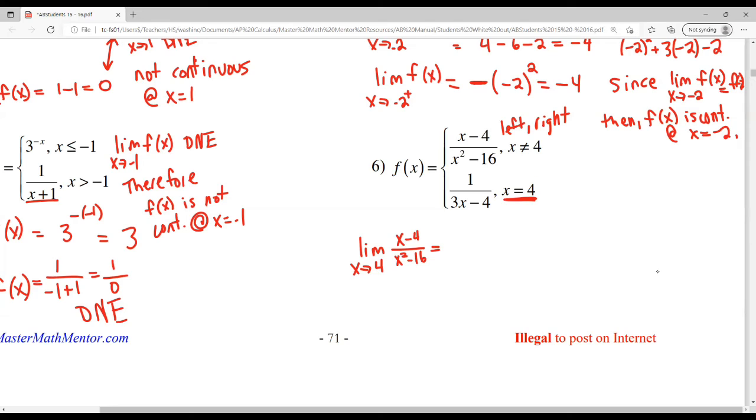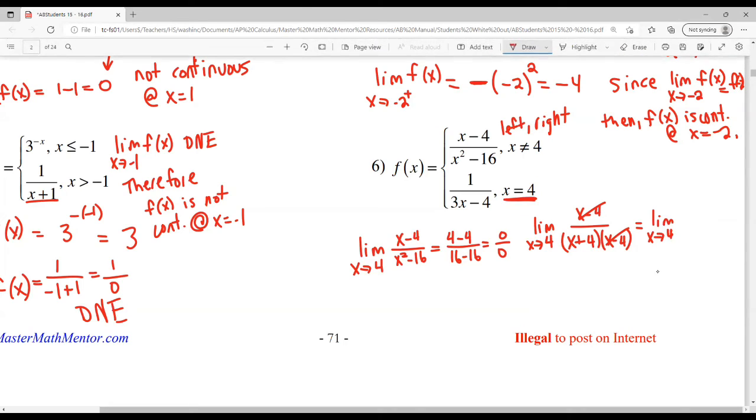If we were to try to plug in 4, we get 4 minus 4 over 16 minus 16, which is 0 over 0. And if that happens, we want to factor and cancel. So we get the limit as x approaches 4, x minus 4 over x squared minus 16 is x plus 4 times x minus 4. We can cancel out the x minus 4s. So we get the limit as x approaches 4 of 1 over x plus 4.